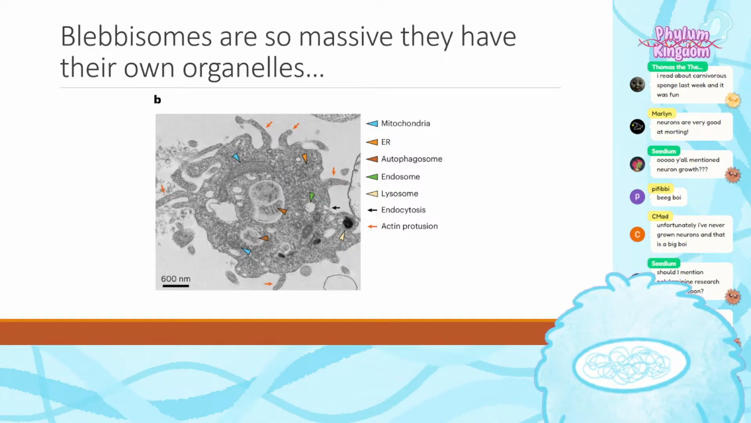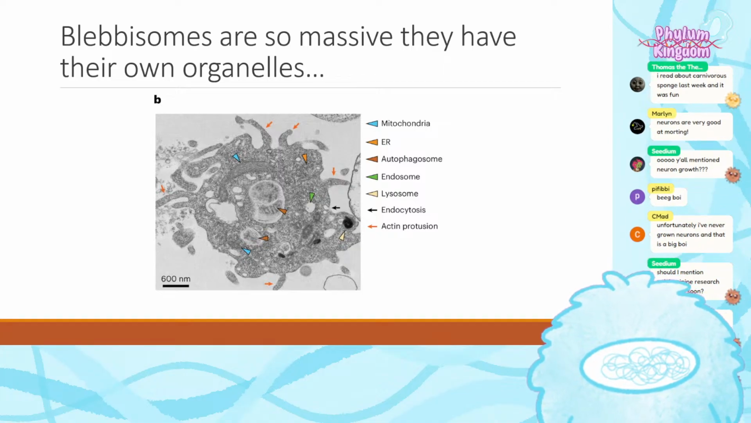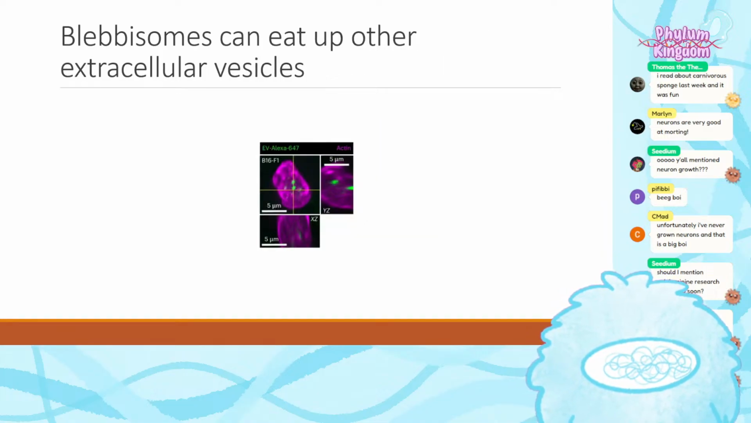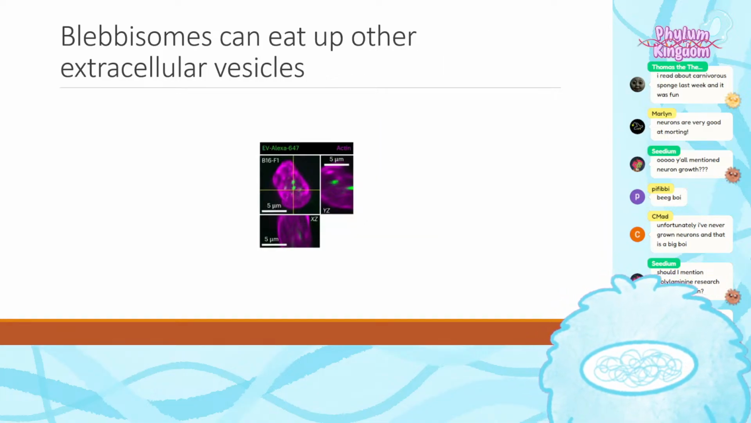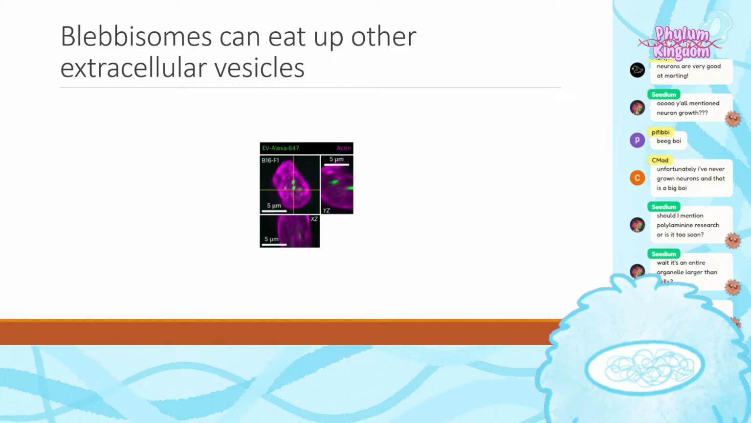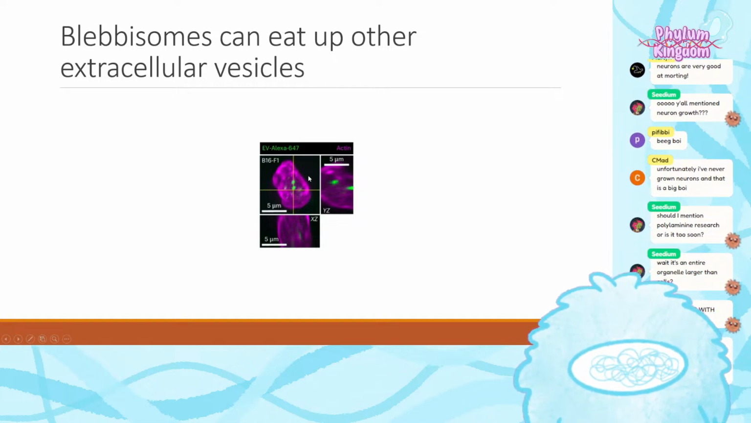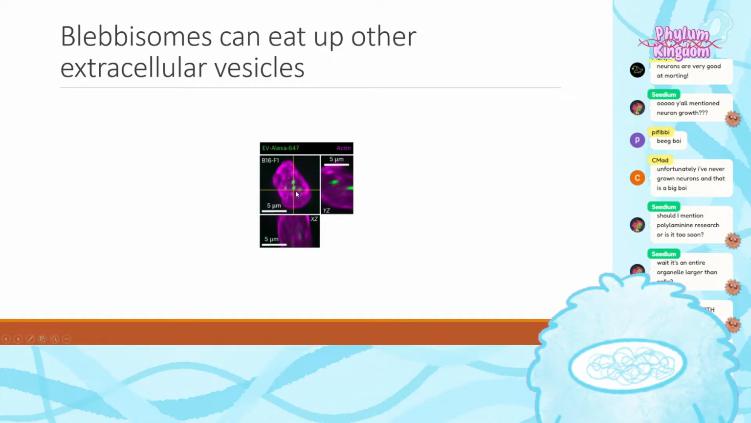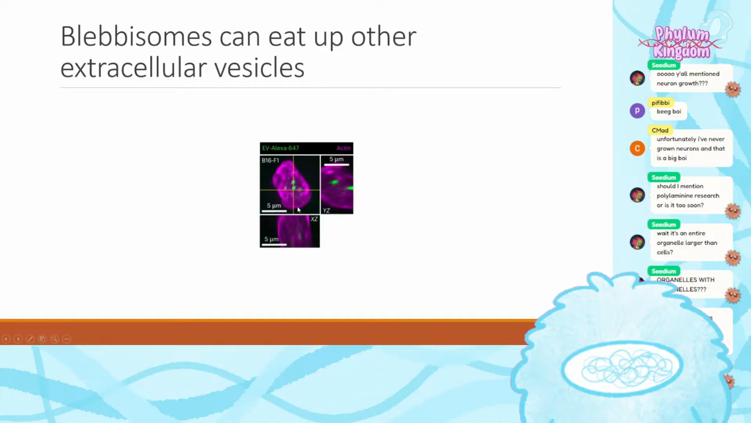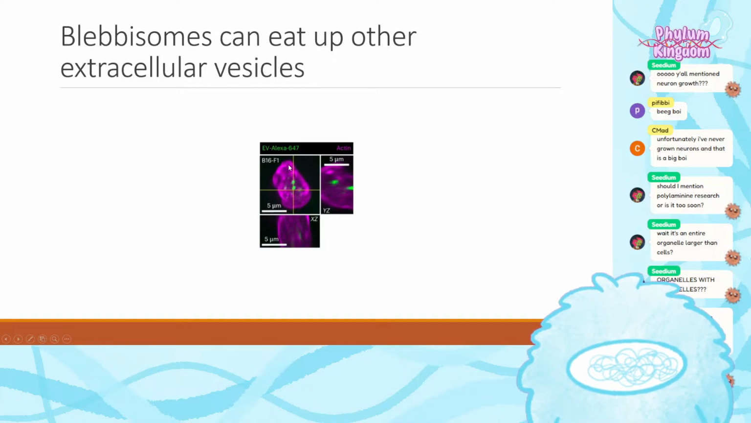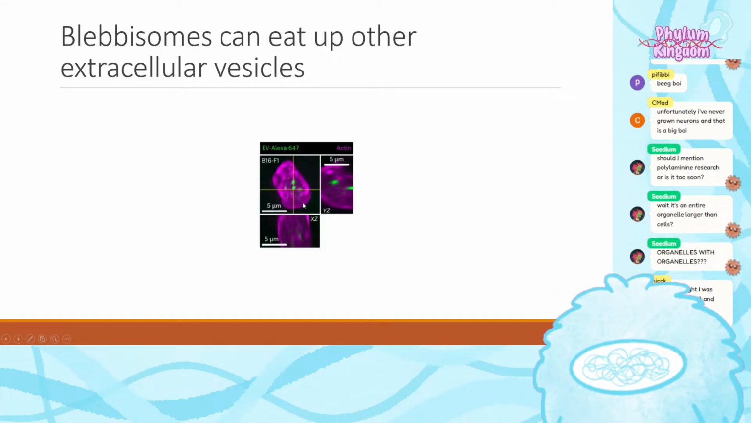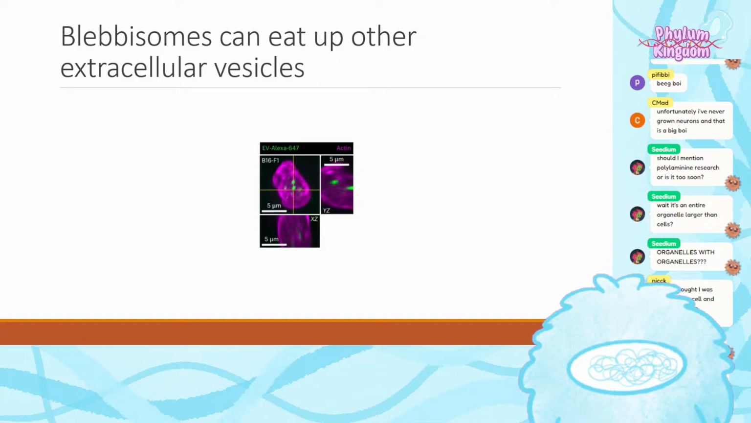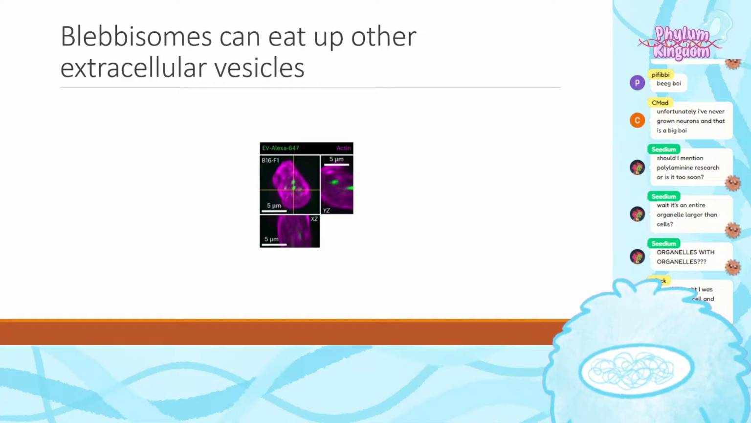Yeah, exactly, Seed. They're insane. Organelles with organelles, yes. These blebosomes can also eat up other extracellular vesicles, right? This is like the Katamari of extracellular vesicles. These here in green are labeled extracellular vesicles that the researchers added to blebosomes, labeled in purple. And what they found was that these blebosomes were able to eat these labeled extracellular vesicles. They can eat other vesicles. That's how big they are.